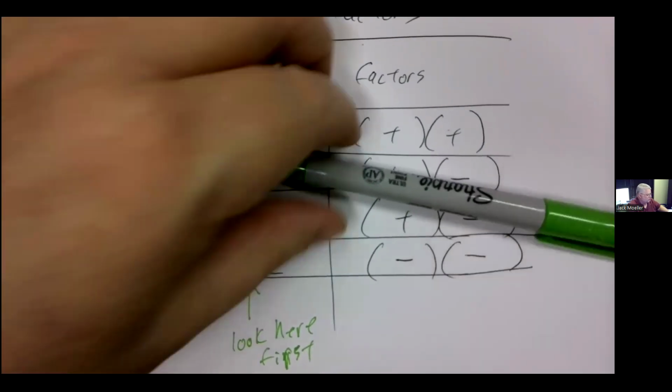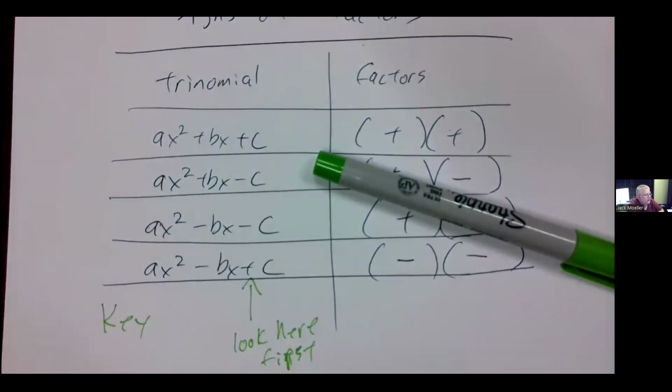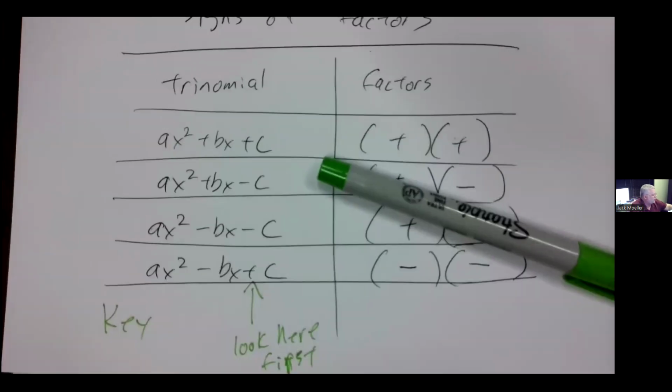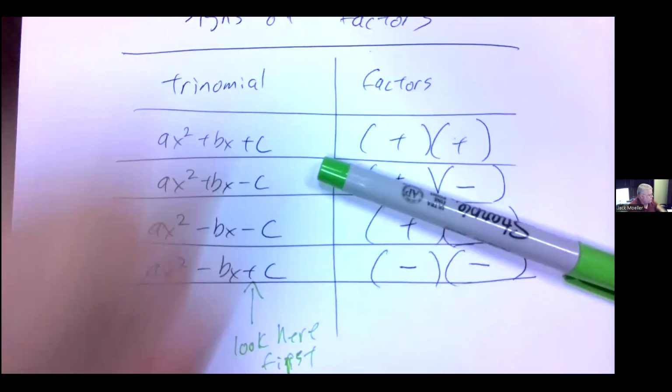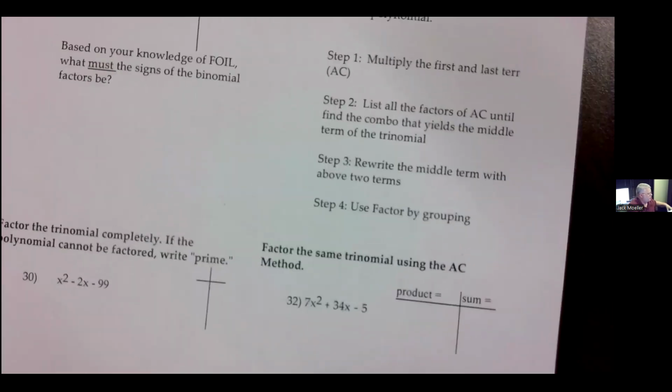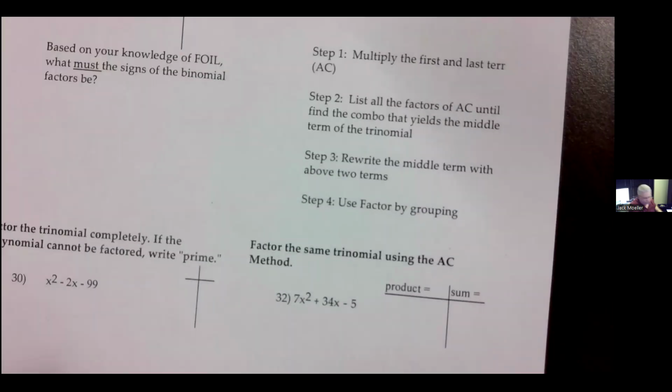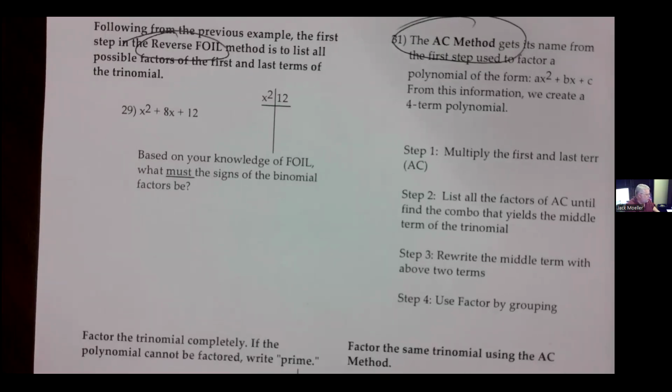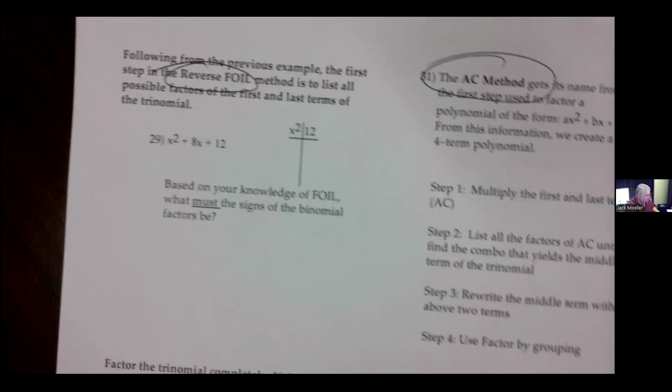So you have to get your signs right on your factors. It doesn't matter if we're doing reverse FOIL or the AC method. If you get those signs wrong, you're going to be wasting a lot of time. It can be frustrating. We're going to refer to that more than once. So let's start with reverse FOIL.